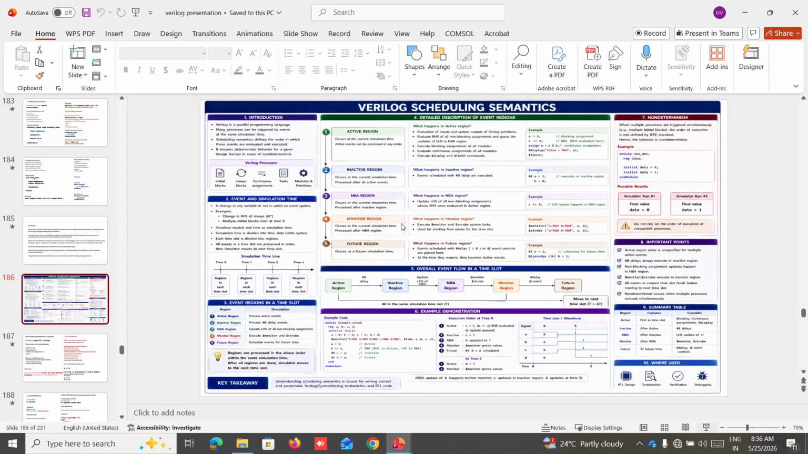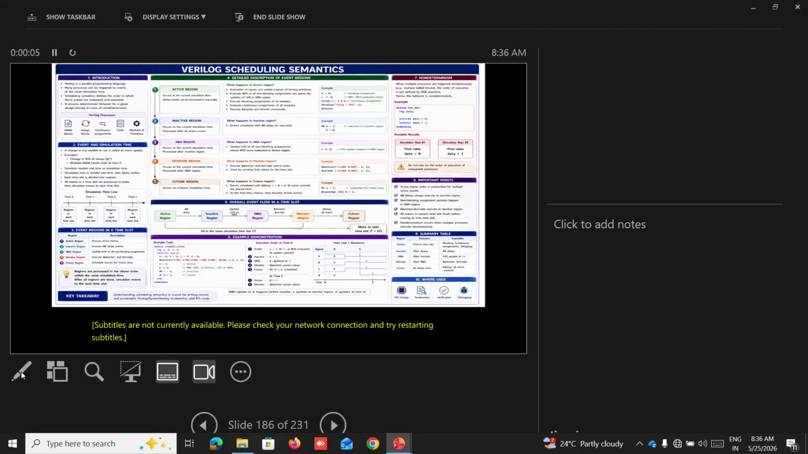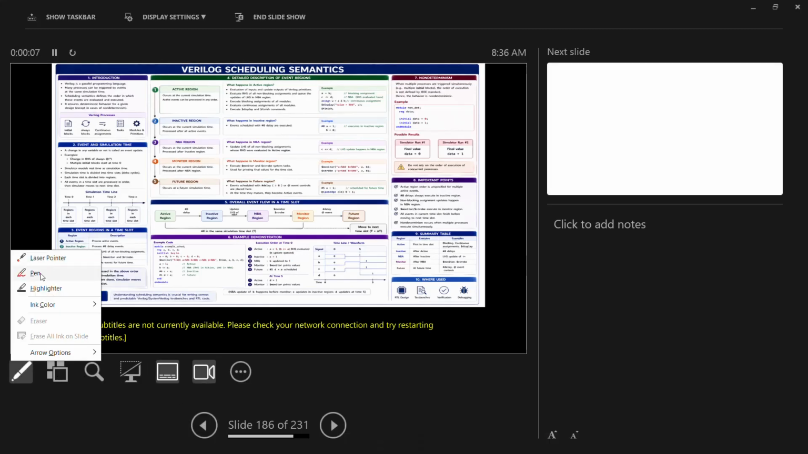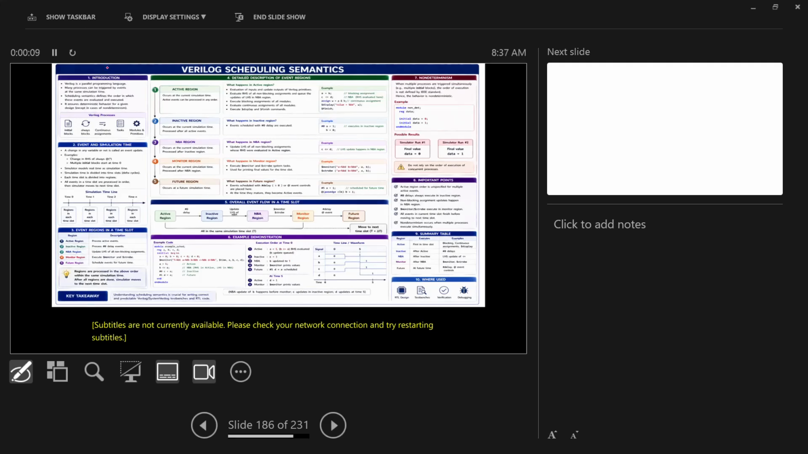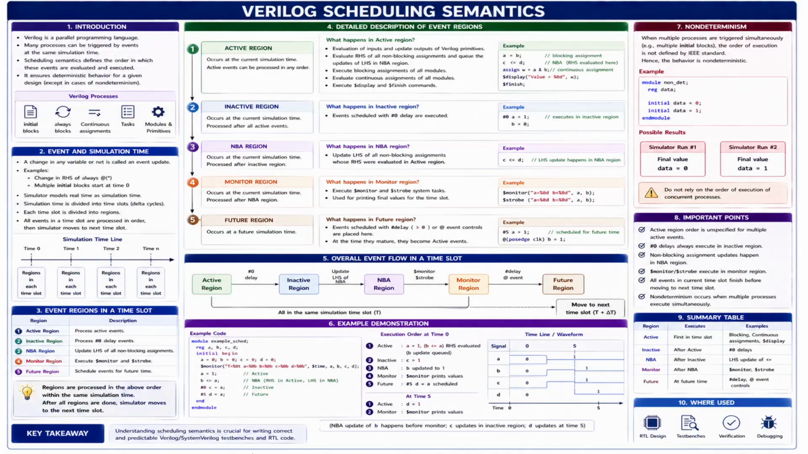So, SystemVerilog scheduling. Scheduling means events or regions of operations, anything you can call, all are the same. Semantics is what? Semantic means it's a symbolic representation. Scheduling semantics, so some symbolic representation of these things.